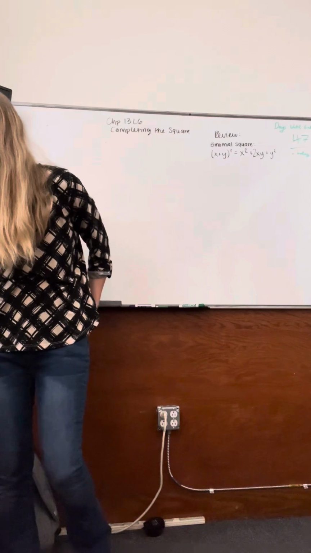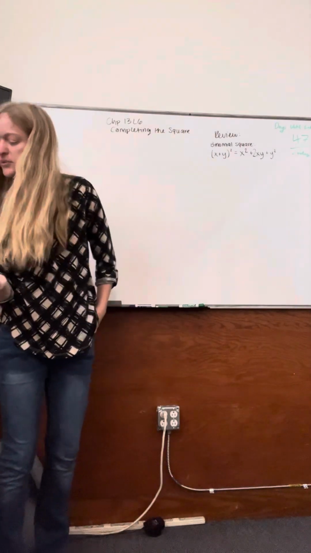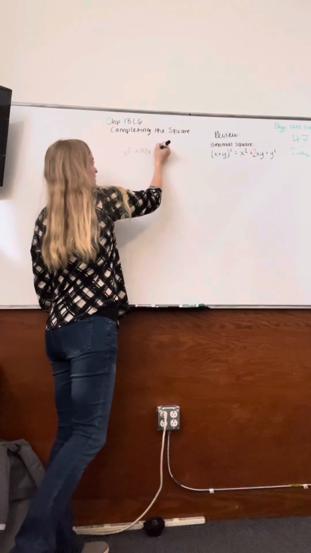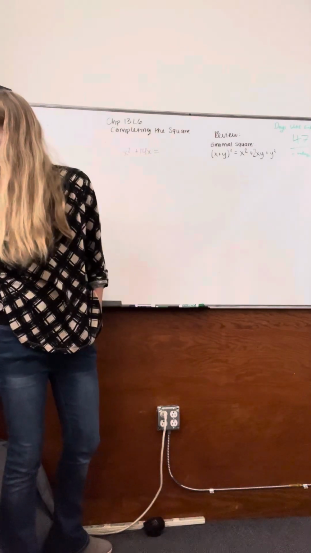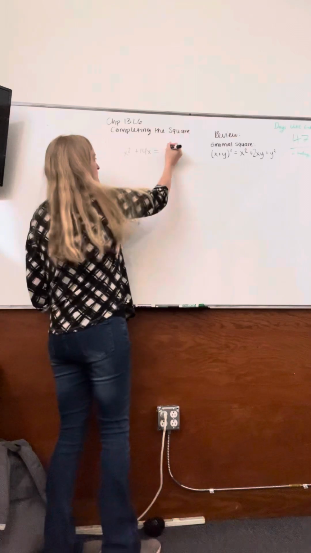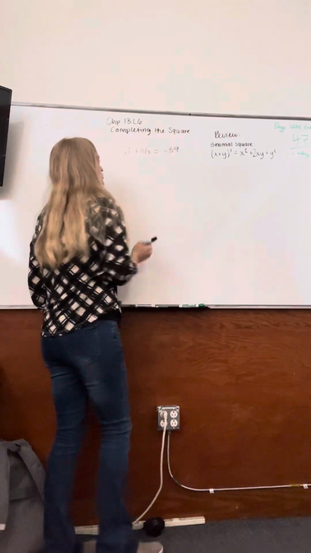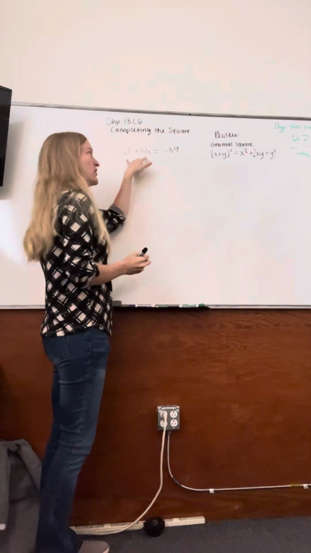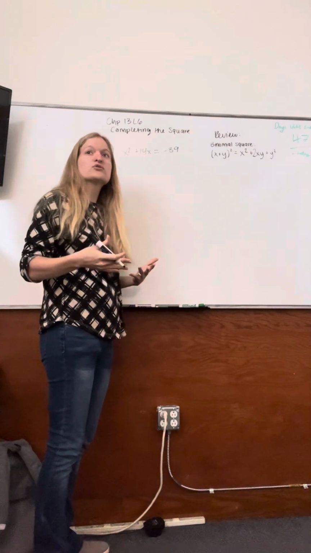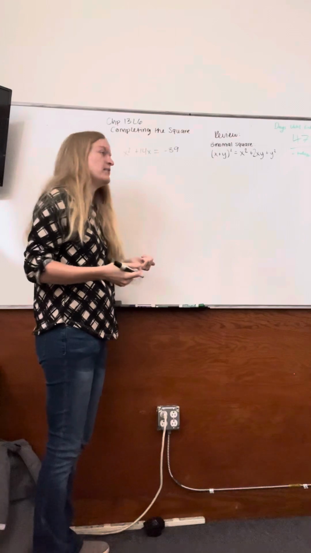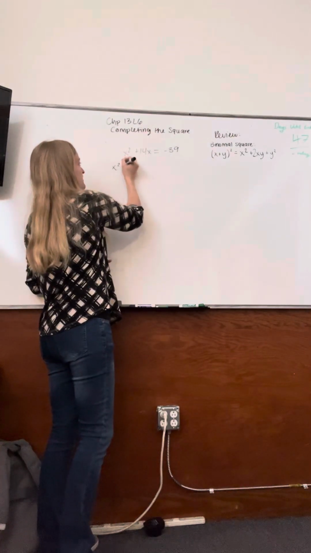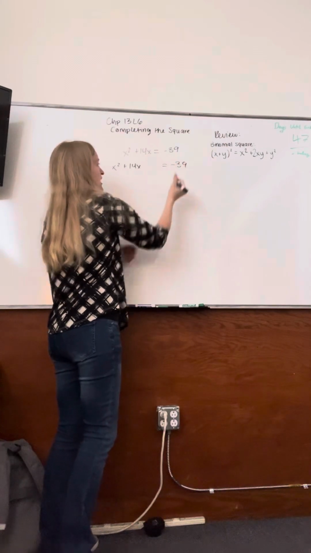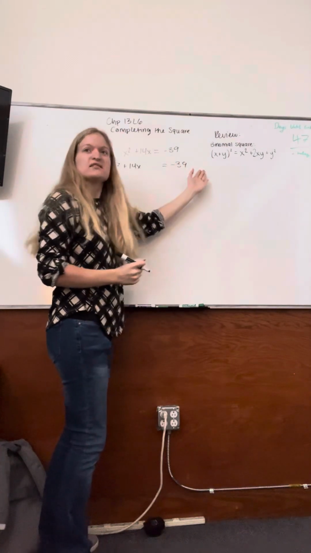So this equation is x squared plus 14x equals negative 39. I can already see that that number is out of my way. I'm almost ready to have this be a perfect binomial square. I just need to find what that third term is. So I'm going to rewrite this as x squared plus 14x plus something equals negative 39. And whatever I add to this side, I'm going to add to this side as well.